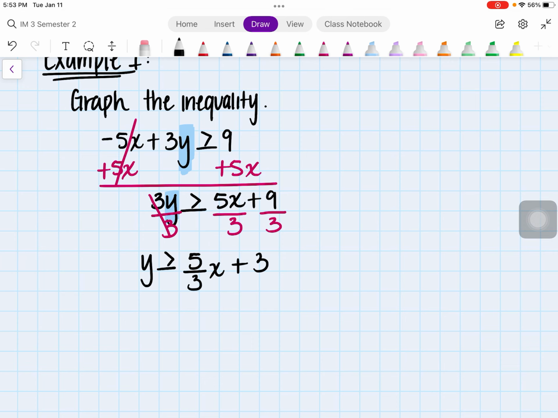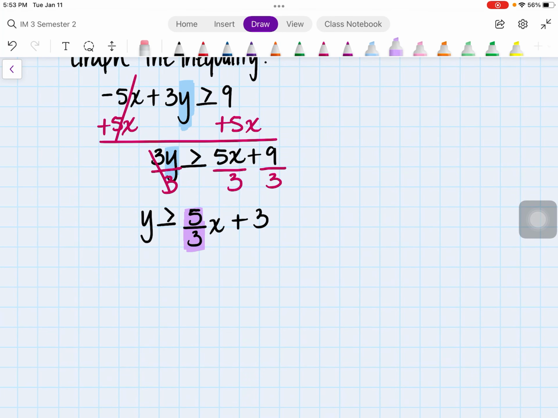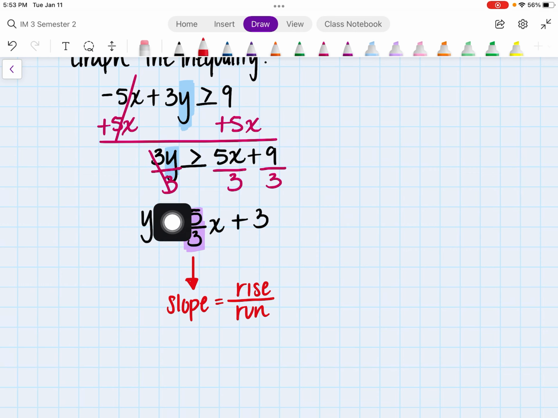Now, once again, in order for us to graph, we do need to identify 2 things. We need to identify our slope, and we need to identify the y-intercept. In this case, guys, the slope is the number next to our variable x. So in this case, this is going to be our slope, is going to be 5 over 3. Slope in this case, guys, if you recall, is rise over run. So in this case, we're going to be rising 5 and running 3.